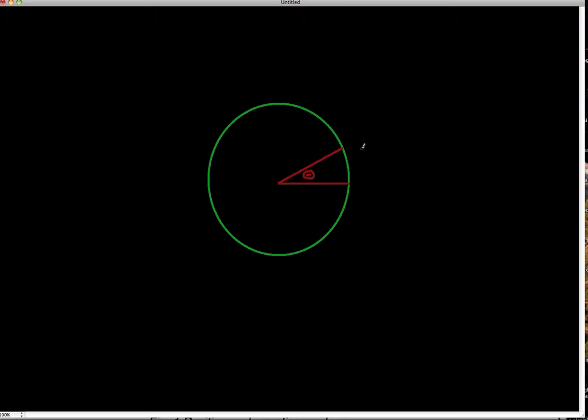And the angle in radians is defined as the ratio. If the length of this arc here is L, the angle in radians, theta, is equal to L divided by R. Okay, so they call this the ratio L divided by R. This is the angle in radians.